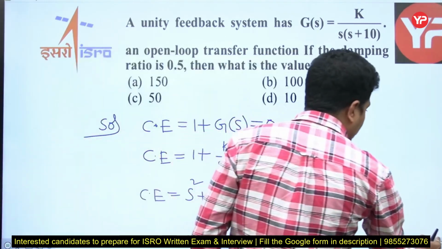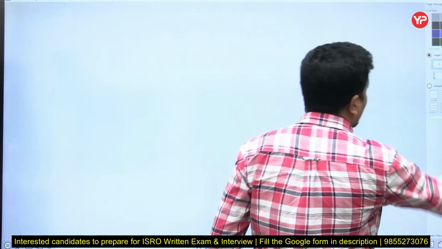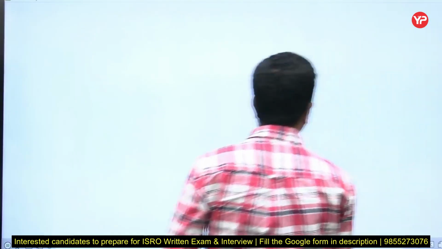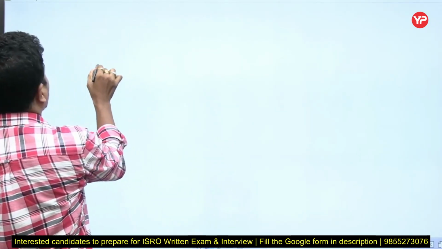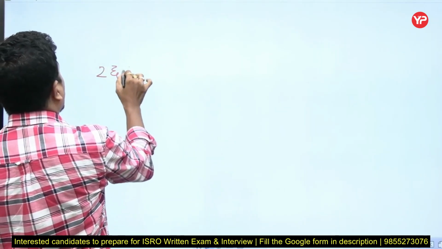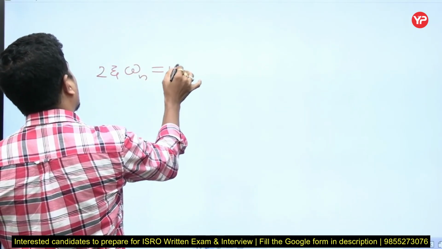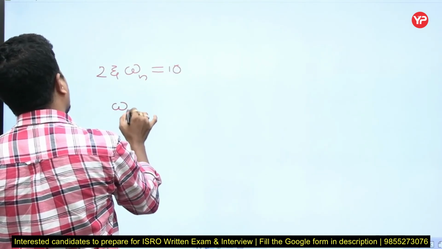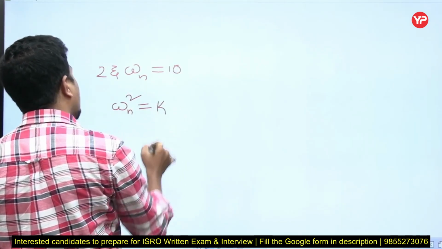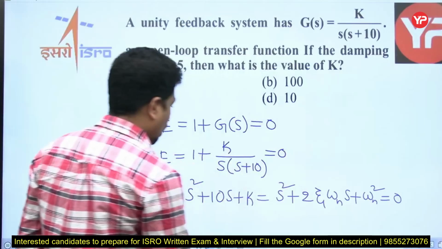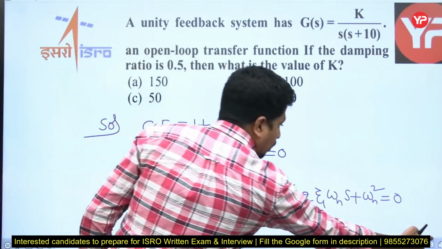Let me take a new page here, and there I will solve. We got 2 zeta omega n is equal to 10, and we got omega n square is equal to K.